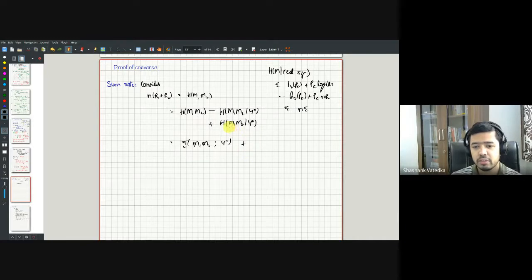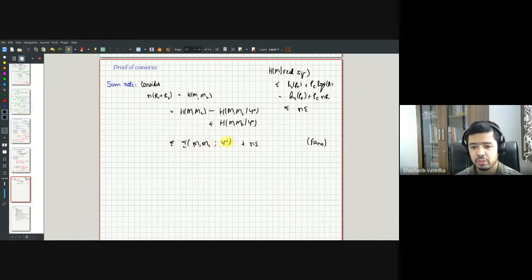Plus, now I have h of M1, M2 given Yn. And I know that given Yn, if a particular rate pair is achievable, then I should be able to reliably decode M1 and M2. So now I can use Fano's inequality, and say that this is at most n times some epsilon.